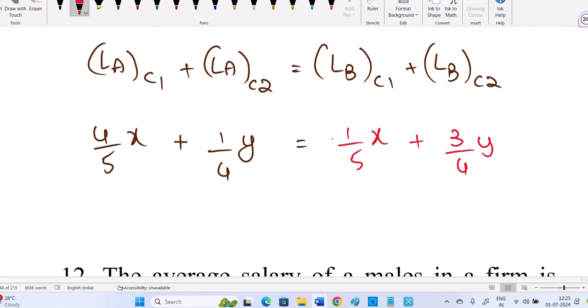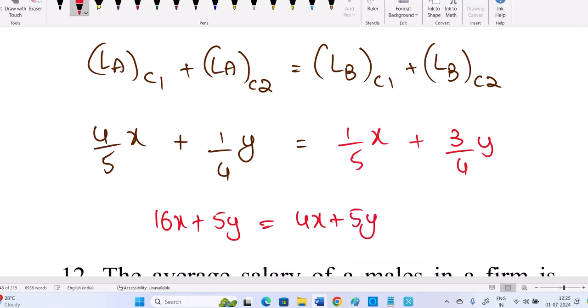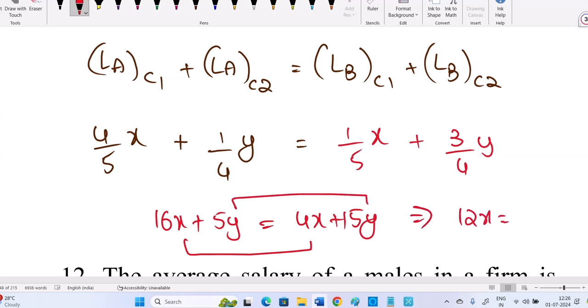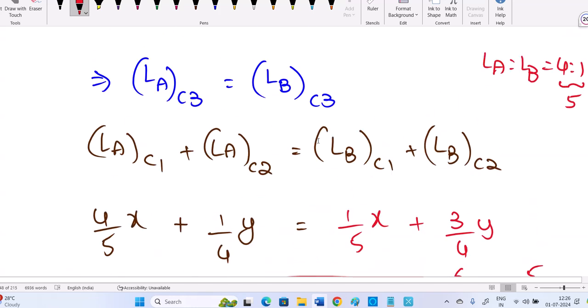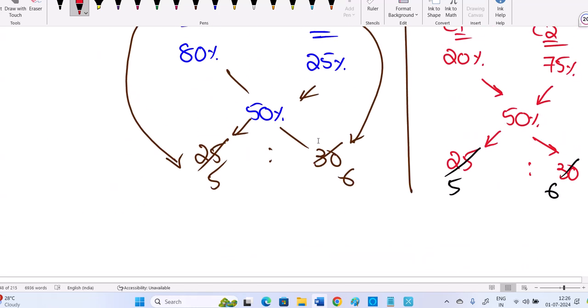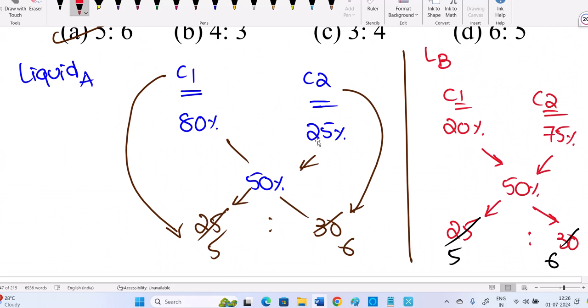Here 20, there 20 will come. 4x into 4, 16x plus 5y. Here 4x plus 15y. This difference is 12x, and that difference is 10y. So 12x equals 10y, and x by y is nothing but 5 by 6. X is container 1, y is container 2. Container 1 divided by container 2 is 5 by 6, a 5 is to 6 ratio. That is what you got. In a single step we did that.